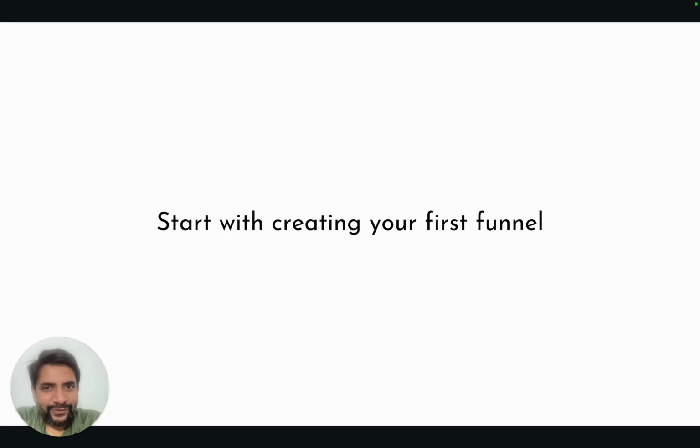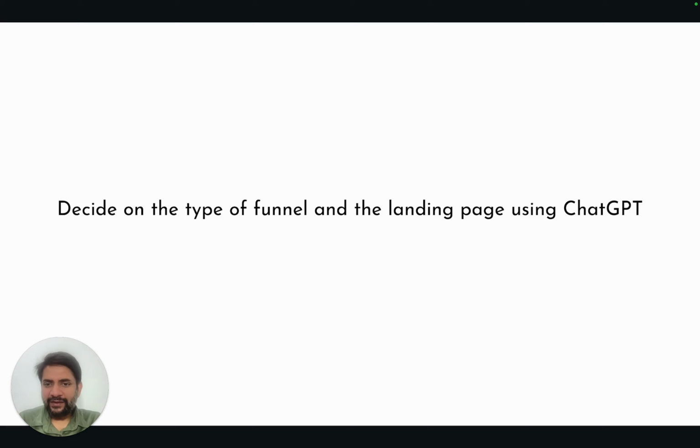Let us now start with creating our first funnel. Now, to create the first funnel, we need a product, we need a niche, and we need the content, the copy, and the structure, and also the type of funnel that we are going to use. So let us decide on the type of funnel and the landing page copy first using ChatGPT.